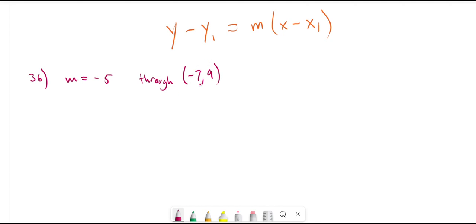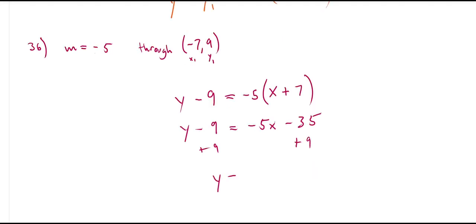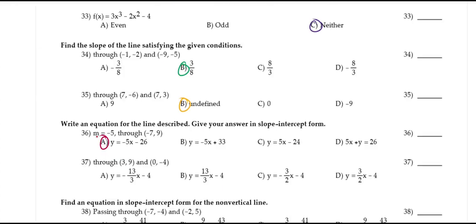So for 36, for example, we want to identify this as our x1, y1, and tuck those in the right place. This will give us y minus 9 is equal to negative 5 times x minus 7, which will be plus 7. To get this into slope-intercept form, or y equals mx plus b form, we want to first distribute that minus 5 against both terms inside, and then we want to bring this 9 over by adding, and that's going to give us y equals minus 5x minus 26, which we can find here.